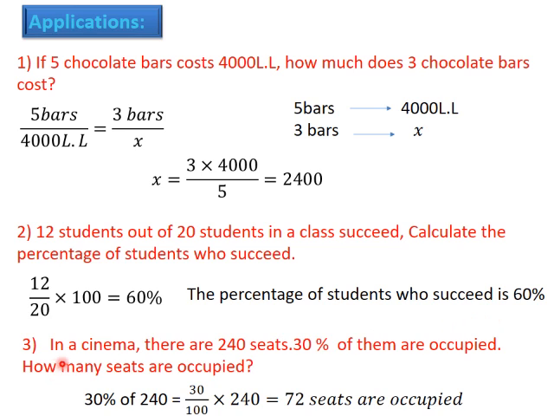Number 3. In a cinema, there are 240 seats. 30% of them are occupied. How many seats are occupied? They told us 30% of 240. 30% is 30 over 100. Of means times 240. It's equal to 72. Then 72 seats are occupied.